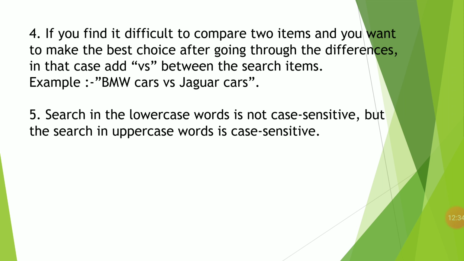The next guideline that we need to follow is, if you find it difficult to compare two items and you want to make the best choice after going through the differences, in that case, add vs between the search terms. Sometimes we have some confusion. Suppose you are purchasing a product and you want to compare it. For a simple example, suppose you want to purchase a smartphone but you need to compare. So for this you use vs, and you need to make your search in double quotes also. For example, here I have mentioned "BMW cars versus Jaguar cars".